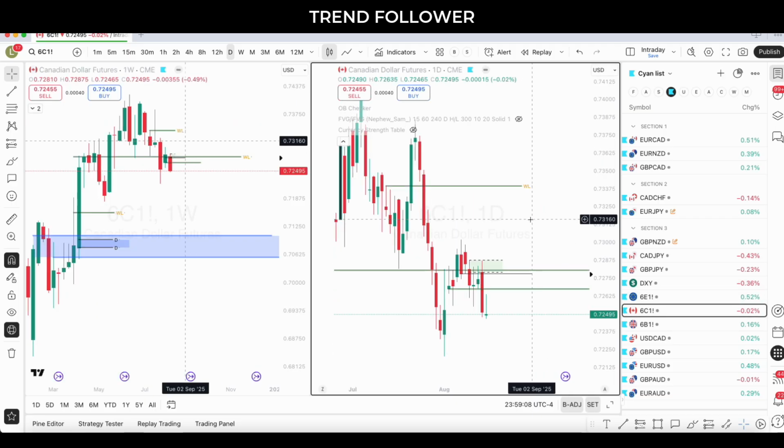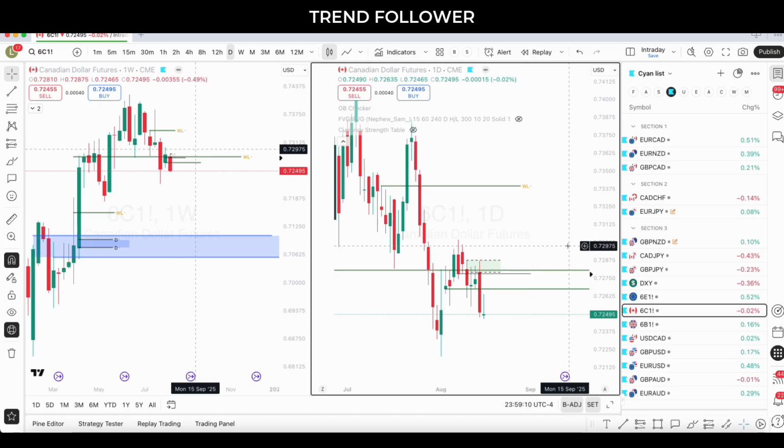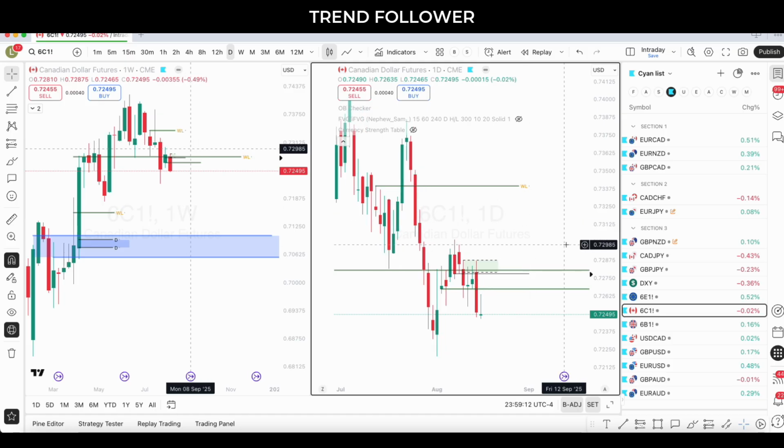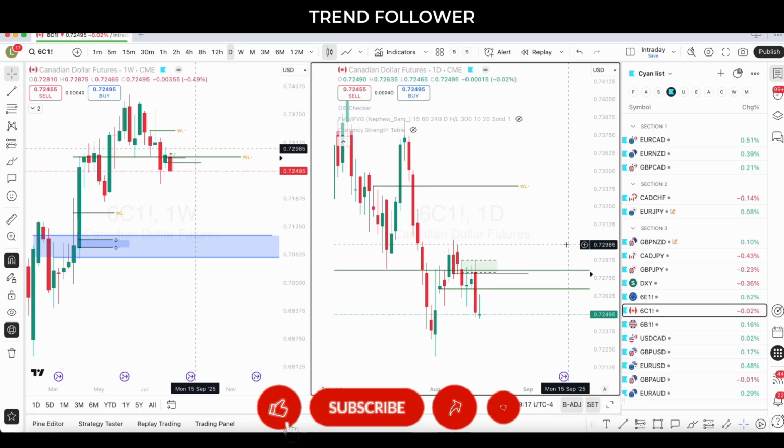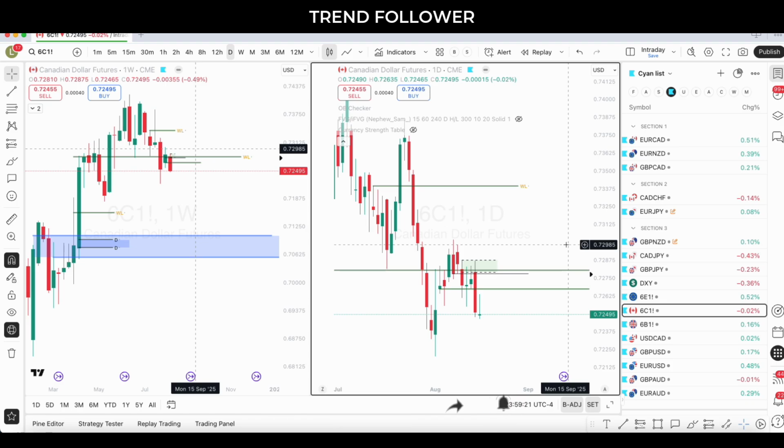Then I would also focus on CAD weakness, right? CAD has been super weak, and I think one of these should act in that favor. And the third priority would be NZD weakness, right? So we'll try to manage along with that.